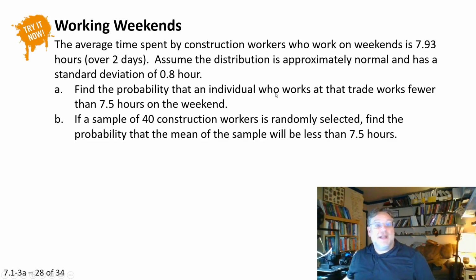Find the probability that an individual, that's from the last chapter, who works at that trade works fewer than 7.5 hours on the weekend. That's the first part. The second part would be the same thing, but for a sample of 40 construction workers, and to ask, find the probability that the mean of that sample of 40 will be less than 7.5 hours. So take some time for that and go ahead and pause the video.